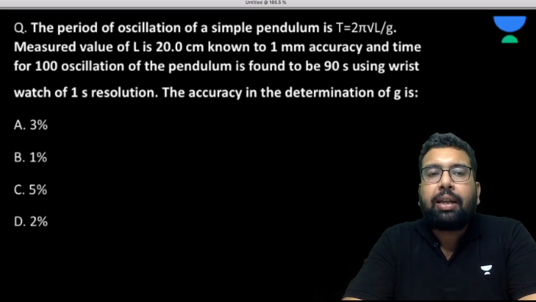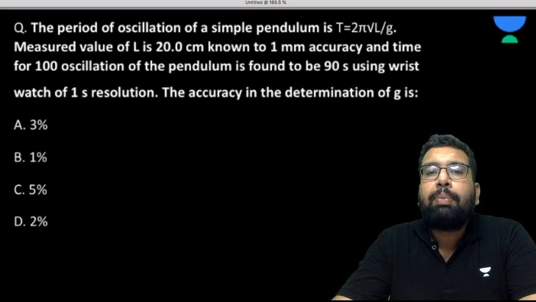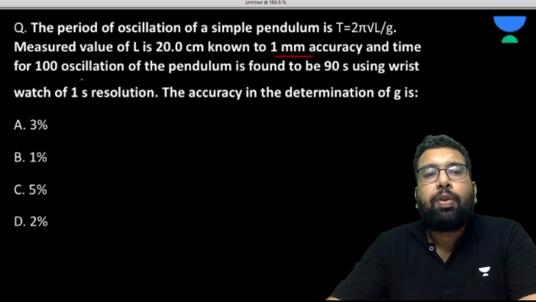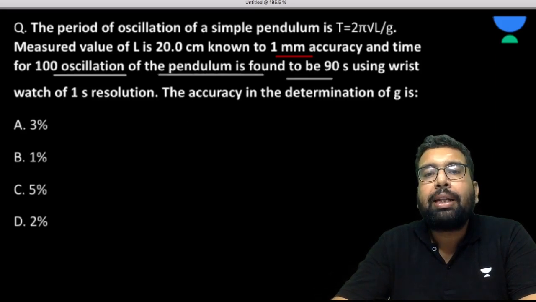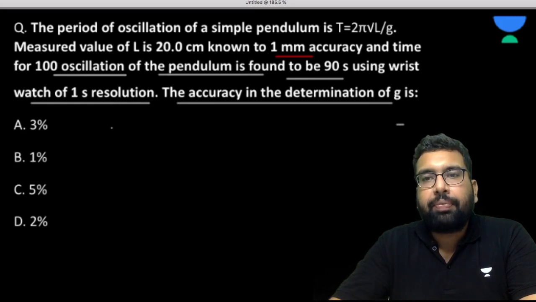So what it says: the period of oscillation of a simple pendulum is T equals 2 pi root L by g. They have mentioned the formula here, but they may not mention it to you. The measured value of L is 20 centimeter, known to 1 mm accuracy, and the time for 100 oscillations of the pendulum is found to be 90 seconds using a wristwatch of 1 second resolution. The accuracy in the determination of g is?